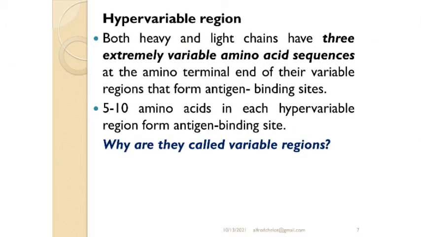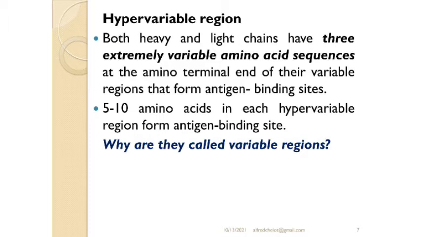We also have other regions called hypervariable regions within an immunoglobulin molecule. These are regions found on both the heavy and the light chains and have three extremely variable amino acid sequences at the amino terminal end of their variable regions that form the antigen binding sites. And hypervariable regions will always contain about 5 to 10 amino acids.